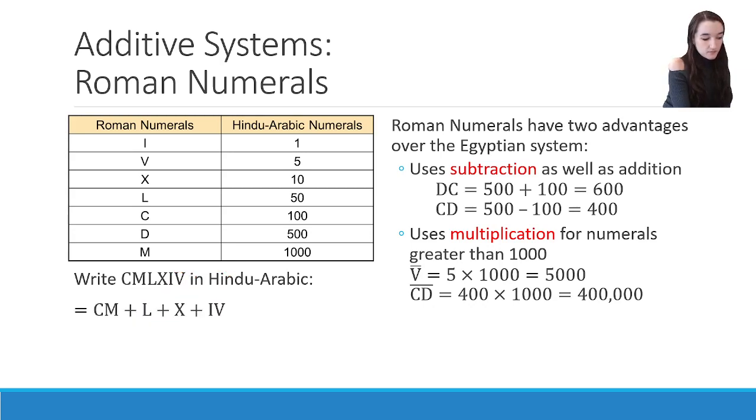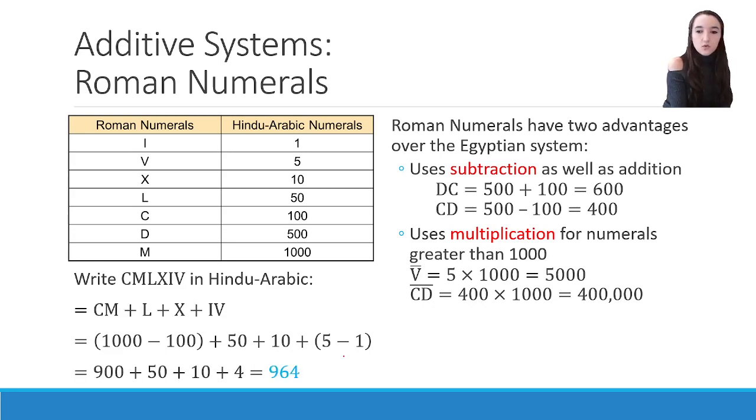So I have CM is not in order. Then L can go on its own, X can go on its own, but then IV is not in order. So this CM and IV, because they are not in order, means we're going to do subtraction. So CM is 100 and 1,000, so that means it is 1,000 minus 100. IV is 5 minus 1. So together, we can then just add everything else up. So 1,000 minus 100 is 900 plus 50 plus 10 plus 4 to get 964.